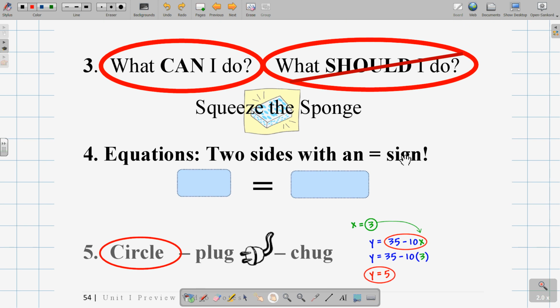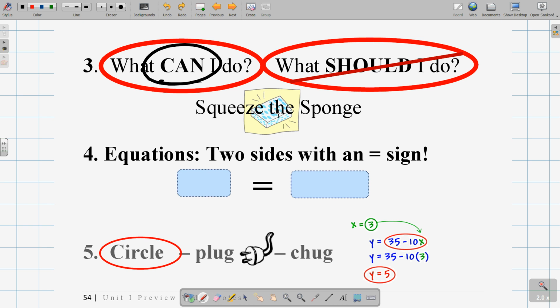Super important. Do not ask yourself, what should you do to solve the problem? Stop asking the word should. Ask yourself, what can I do? Whether or not it solves the problem, just ask yourself, what are some things I can do?